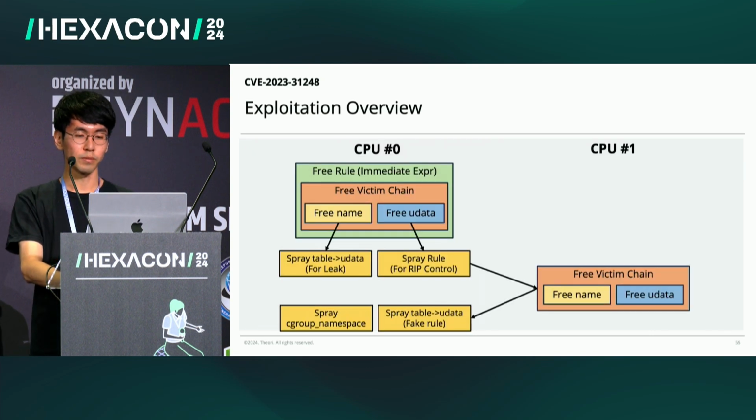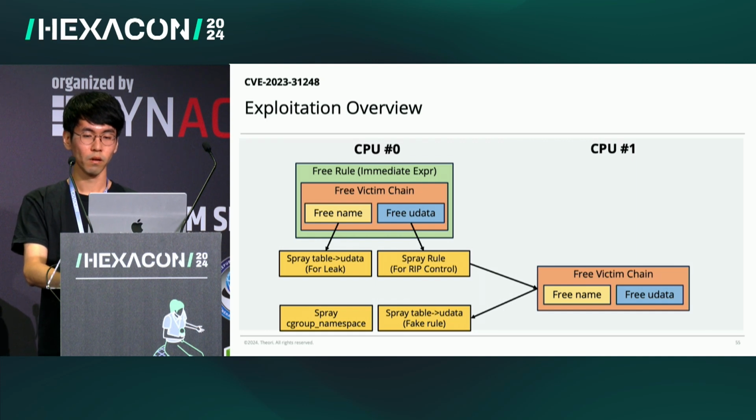We use these two objects to leak and to control RIP. When the chain becomes double free, these two objects also become double free. We perform the exploit by spraying the necessary objects between these double frees.